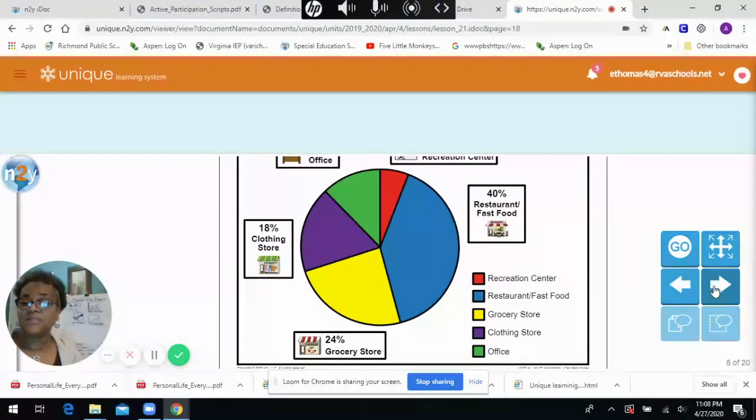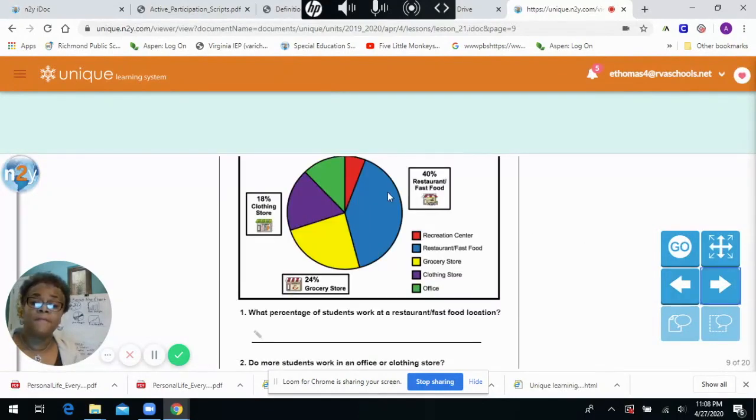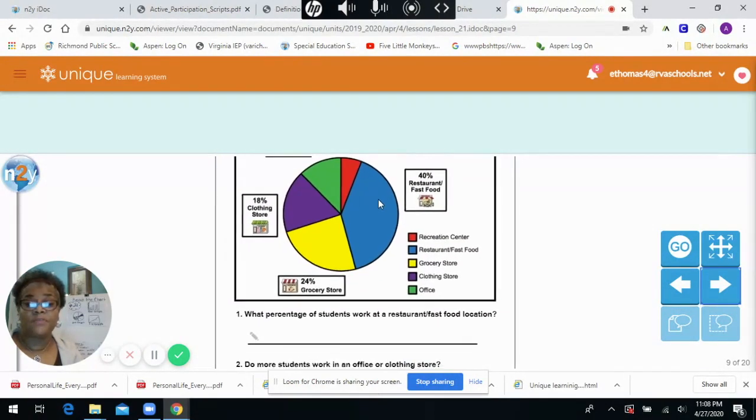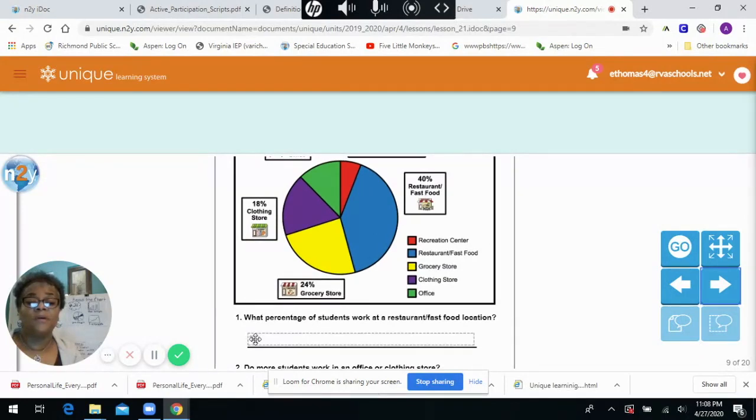All right, let's look at this. Let's answer some questions. So what percentage of the students worked at a restaurant or fast food location? What is the percentage? We said it was what? 40%. Yes, 40%. 40% of the students worked in a fast food restaurant, we say. I don't think they'll do anything else. Just want us to put the numbers. All right, so let's keep going.